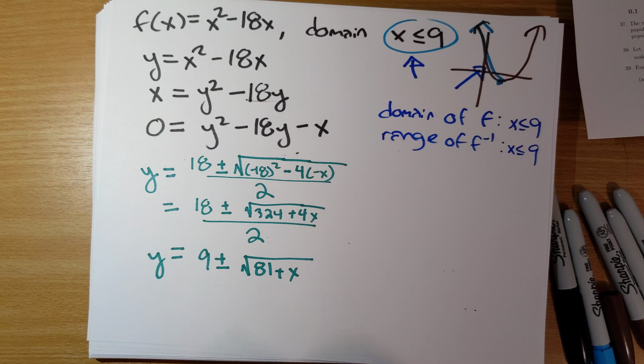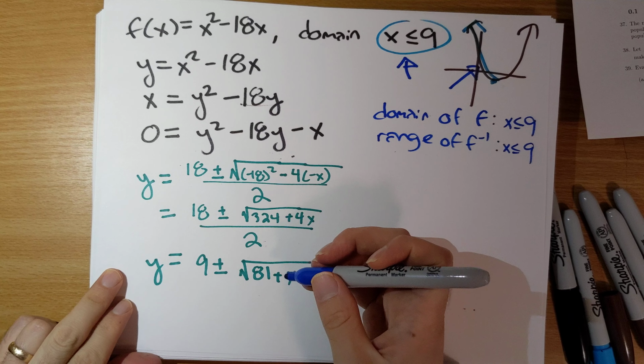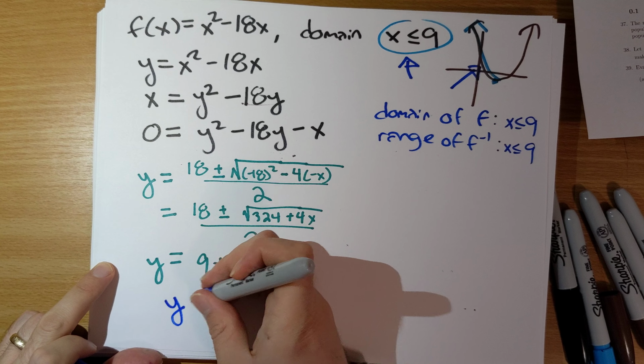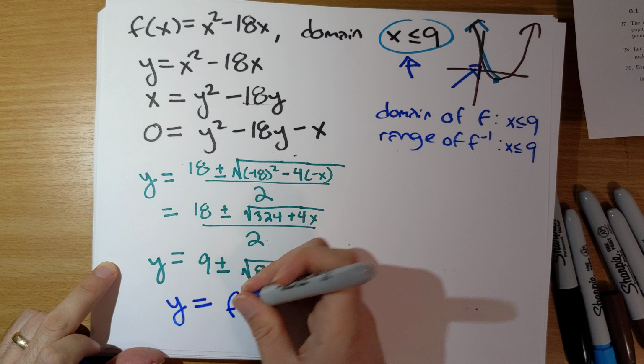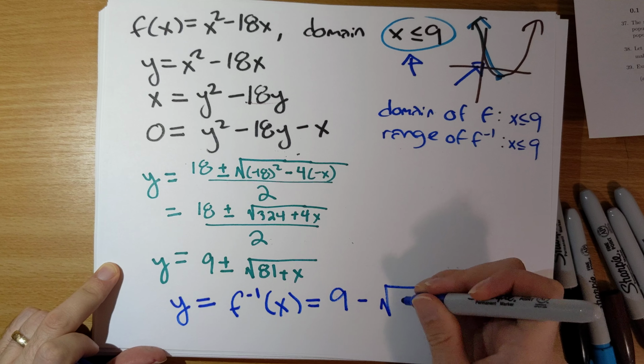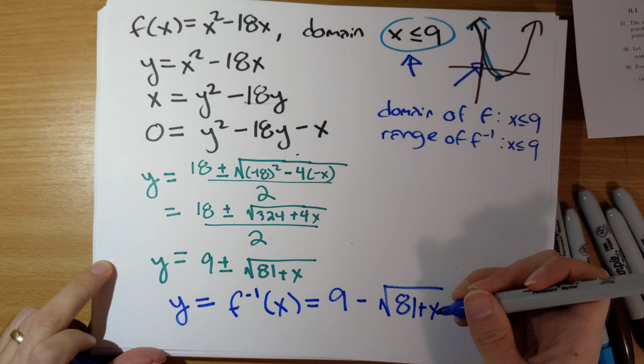And so we want the negative root here. So what is our choice here? y, which is f inverse of x, is 9 minus the square root of 81 plus x.